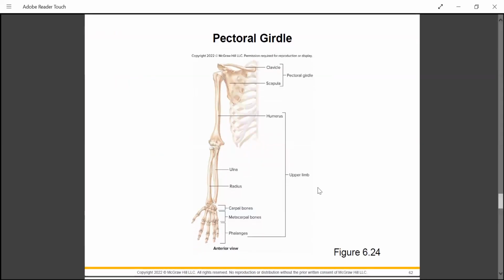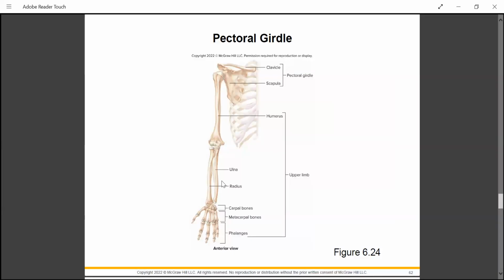So remember, a girdle is an area where we have a limb attachment. Our upper limb attaches to our pectoral girdle, which is really composed of our clavicle and our scapula, or our collarbone and shoulder blade. From there, we have our upper limb attached. Our upper arm bone, our largest arm bone, is the humerus. Our forearm is made up of the radius on our thumb side and the ulna on our pinky side.